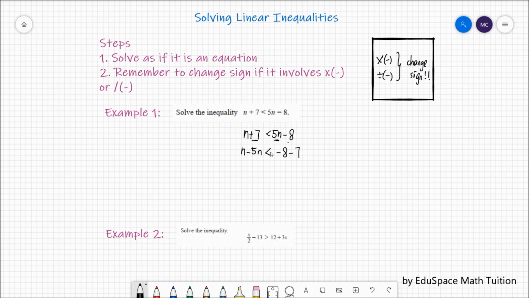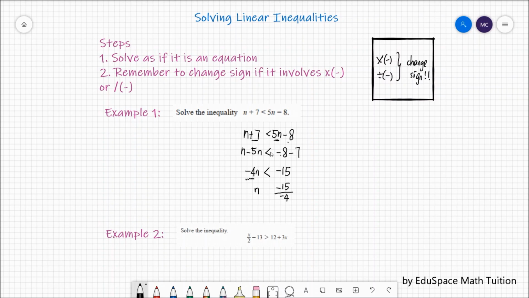Let's continue. n minus 5n, I will be getting negative 4n. Meanwhile, negative 8 minus 7, I will be getting negative 15. I didn't do anything, I'm just basically simplifying, so I do not have to change the sign again. Then what do we do next is, I need to move my negative 4 to the right hand side to become a divide. So I will be having negative 15 to be divided by negative 4.